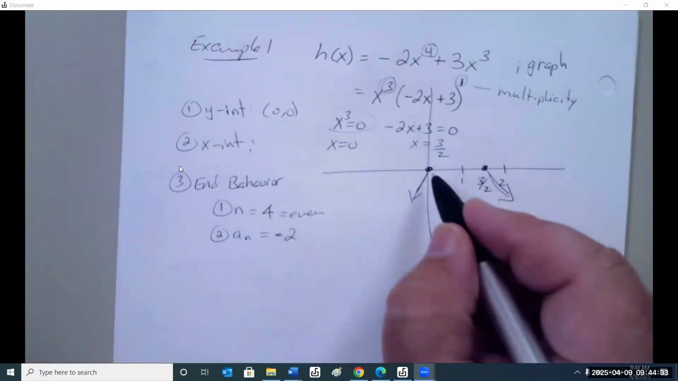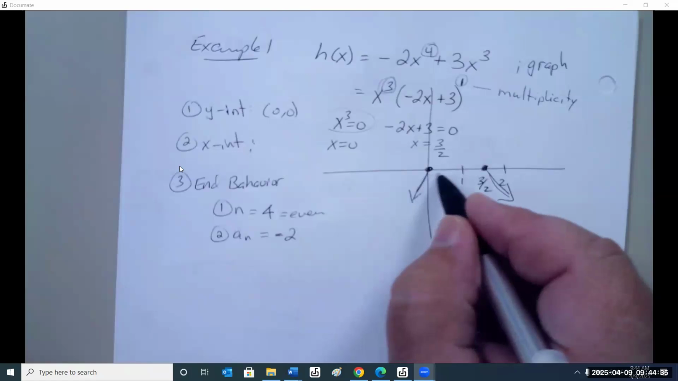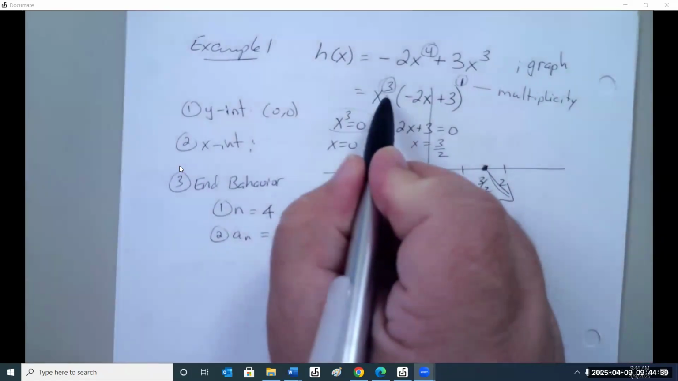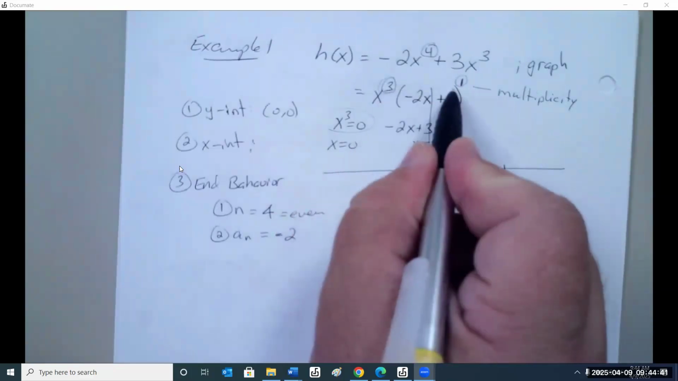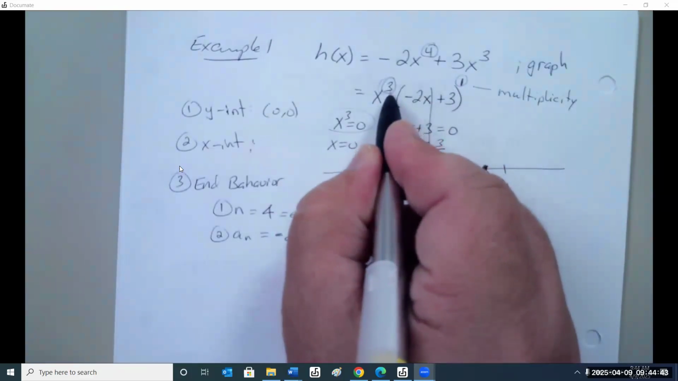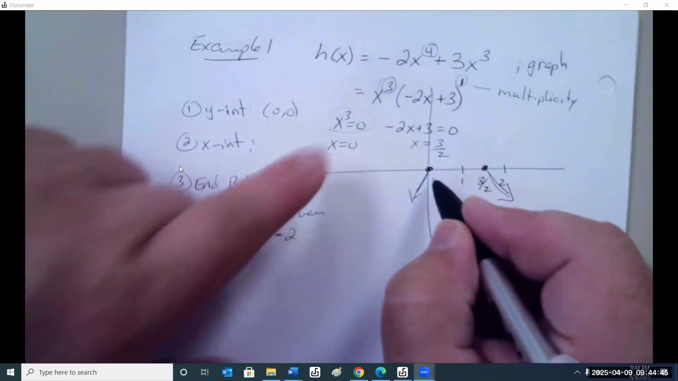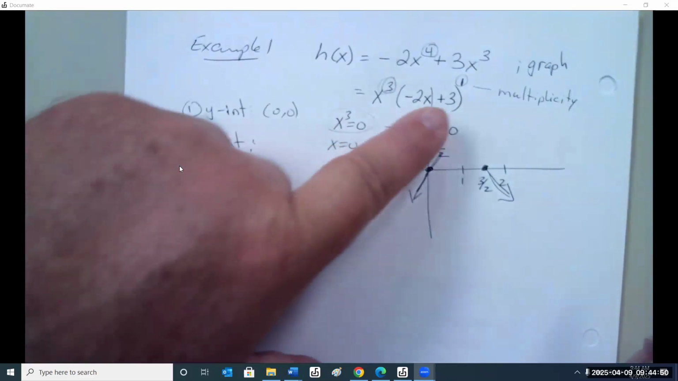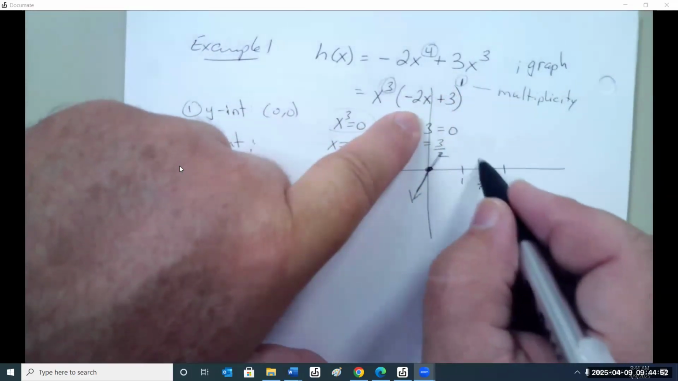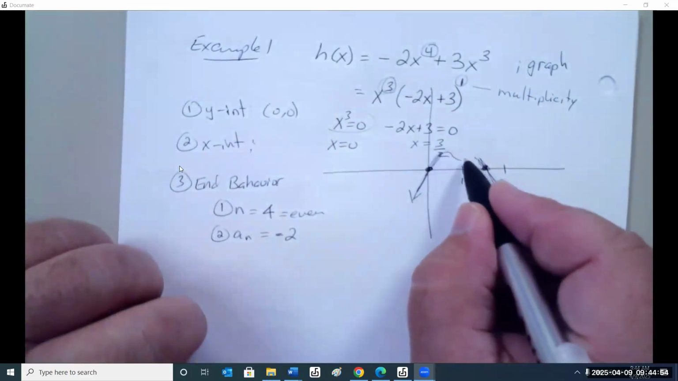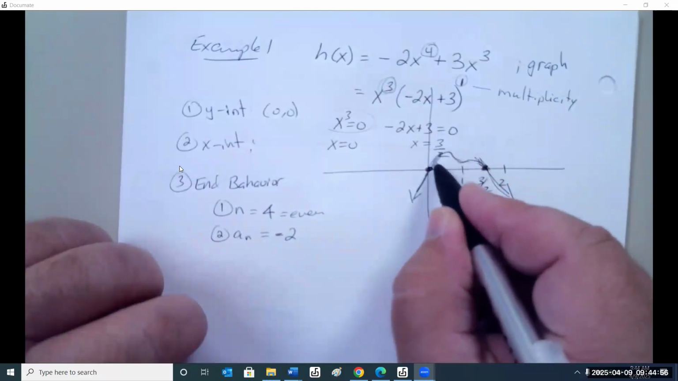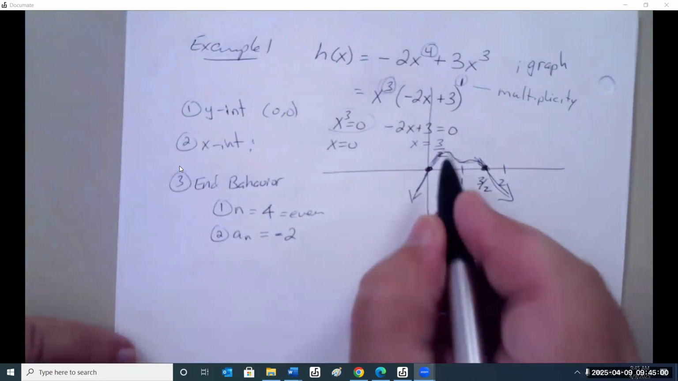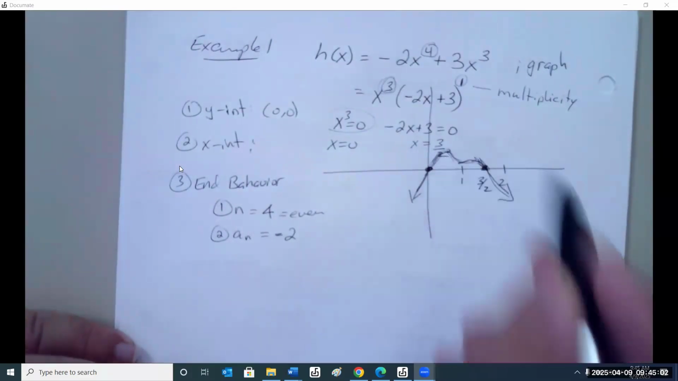Now, is the graph going to be below there, or is it going to be above there? Well, we'll look at the multiplicities. If the multiplicity is odd, then at this x-intercept, it'll cross. This one is odd, so we know it's going to cross there too. So we know our graph is going to look something like this. Because it's a fourth-degree equation, it'll have at most 3 vertices.